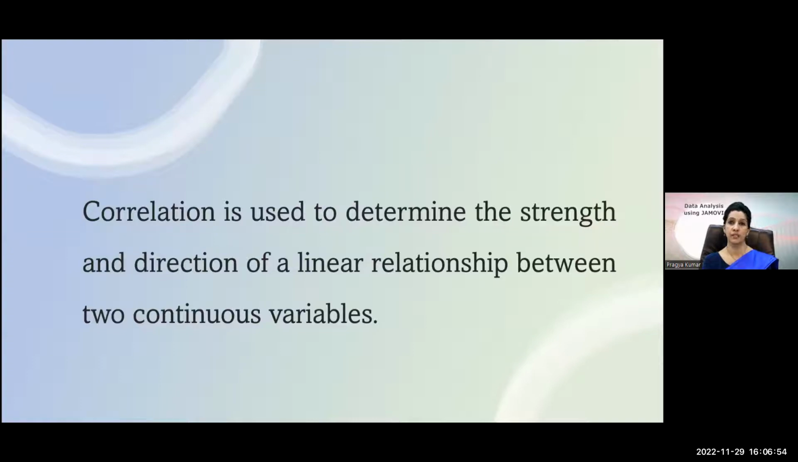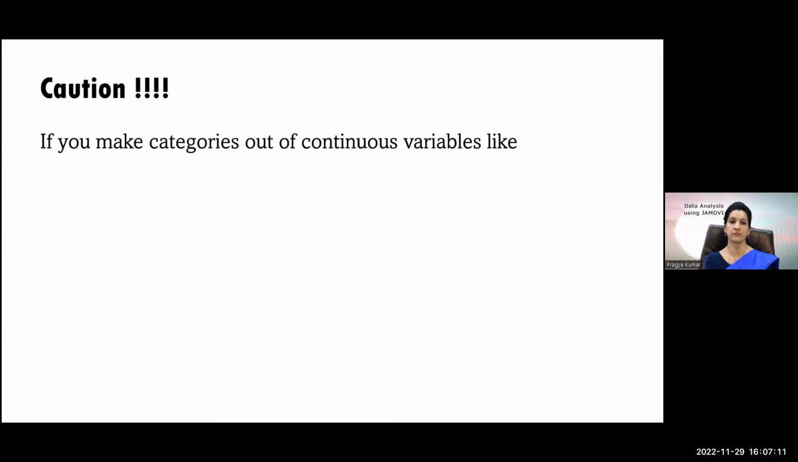By the correlation, we determine two things. We determine the strength of association and we determine the direction of that relationship. So it has two things, a value and a sign. If the sign is positive, we say it's a positive correlation. If the sign is negative, negative correlation.